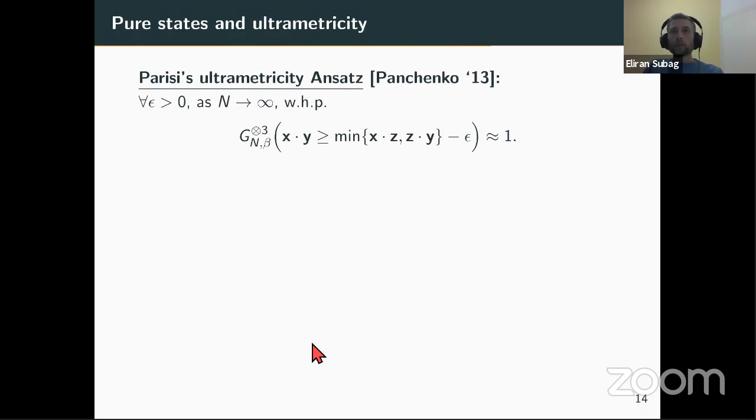Now I want to talk about the ultrametric tree. First, let me start with the Parisi ultrametricity ansatz. That's one of the most famous and important results in spin glasses. It was proved by Panchenko. Here I'm taking epsilon constant, n to infinity, and x, y, and z are three independent samples from the Gibbs measure. The property says that the overlap of the first pair is at least the minimum of the overlaps of the two other pairs minus some error, which can be as small as you wish. If you fix epsilon and then take n to infinity, this happens with probability that goes to 1.